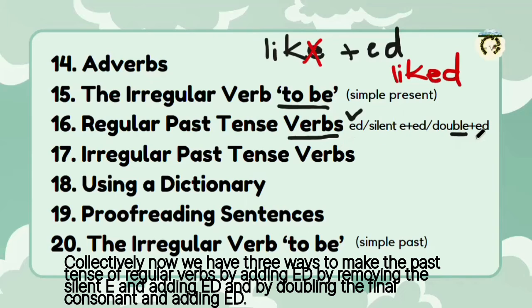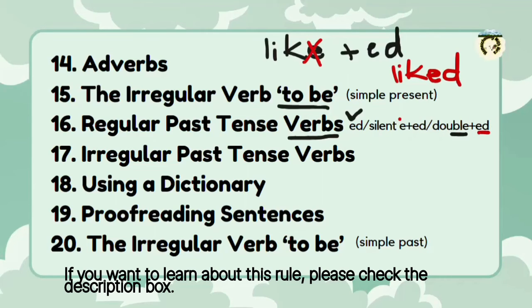And collectively, now we have 3 ways to make the past tense of regular verbs: by adding ed, by removing silent e and adding ed, and by doubling the final consonant and adding ed. If you want to learn about this rule, please check the description box, right?